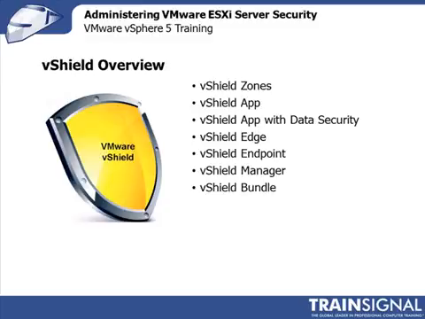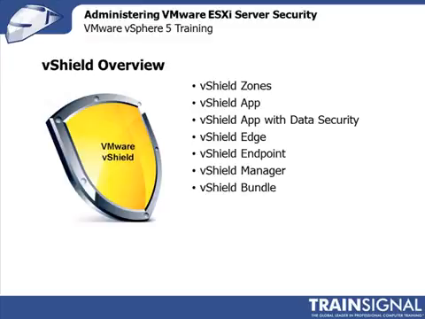And then they have vShield App with data security. This can actually look at the traffic flowing across the virtual network, and it can try to find network traffic that is insecure. So basically people's social security numbers, credit card numbers, or other sensitive traffic that you don't want going out of the virtual infrastructure.